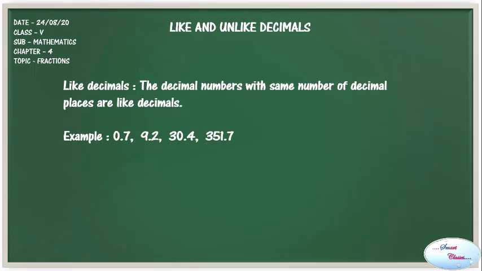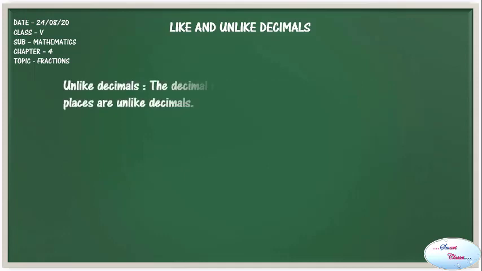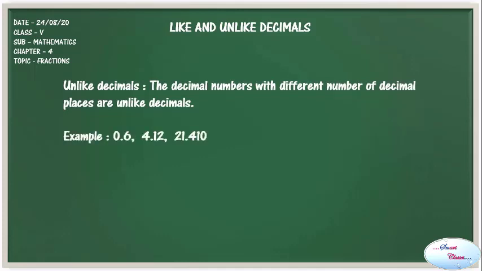Another example, 0.54, 74.21, 334.34, 201.77. All of these are having the decimal point after 2 places, which means these are all like decimals. What are unlike decimals? The decimal numbers with different number of decimal places are called unlike decimals. For example, 0.6, 4.12, 21.410. In these 3 numbers, the decimal point varies its position.